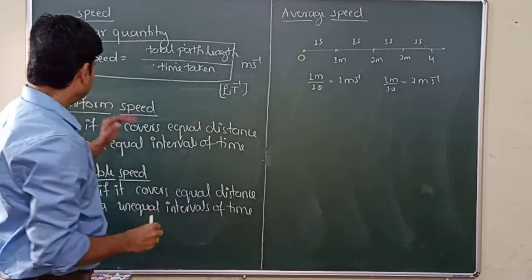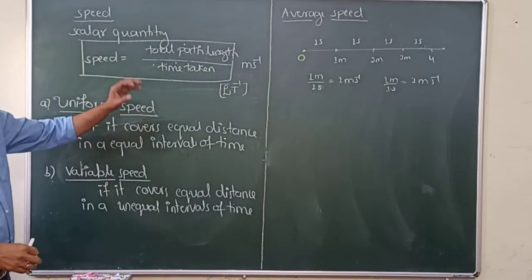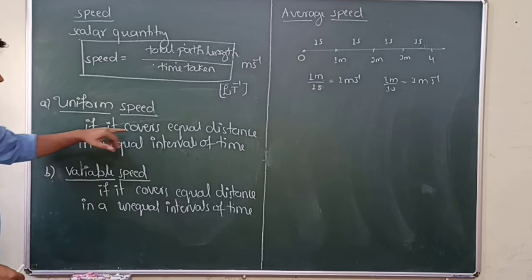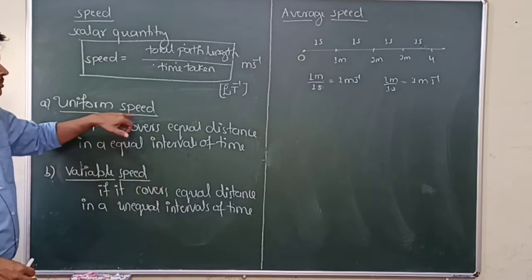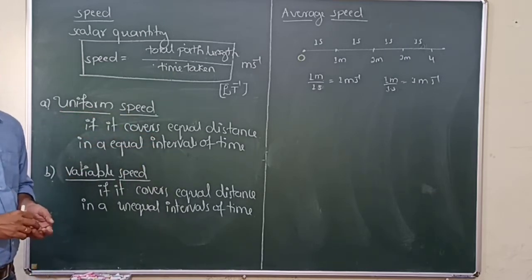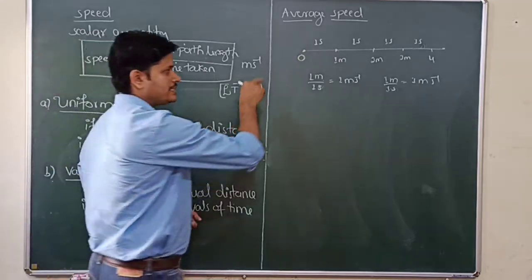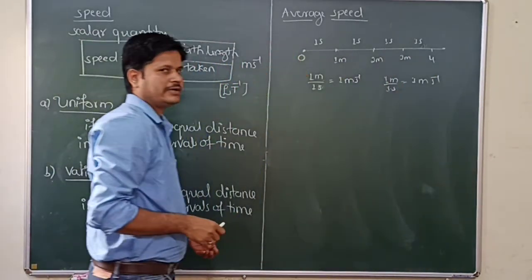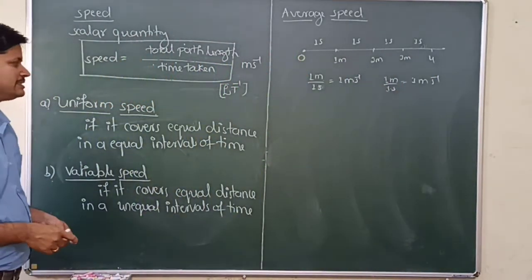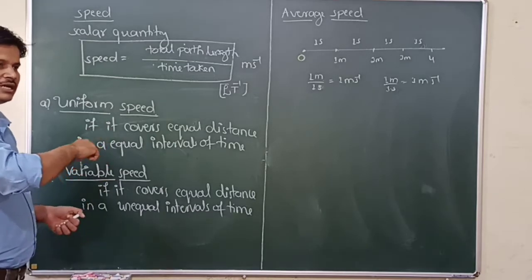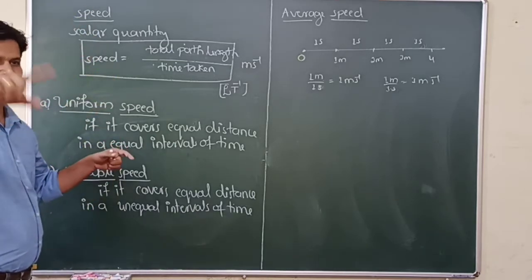Such speed of the object is known as uniform speed. Uniform speed. Here I have taken a straight line. Okay, it is not necessary that the speed is always like this in a random path length.